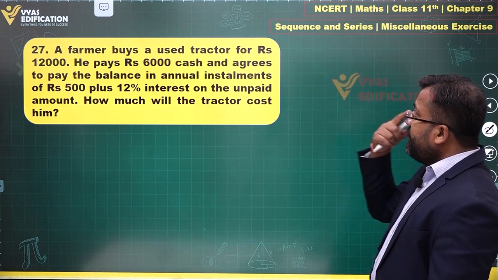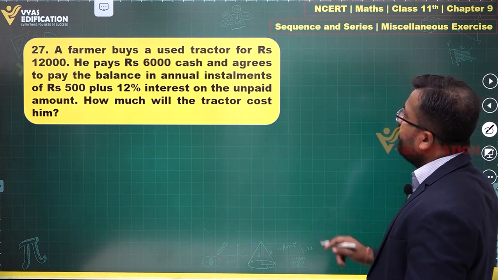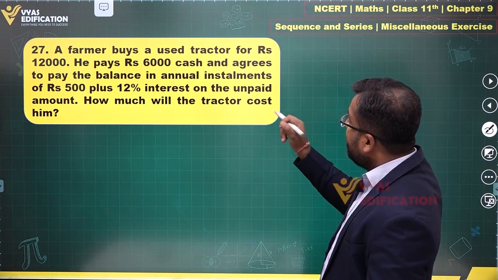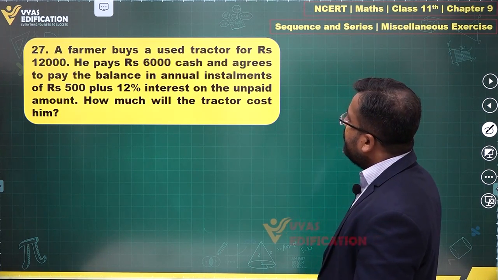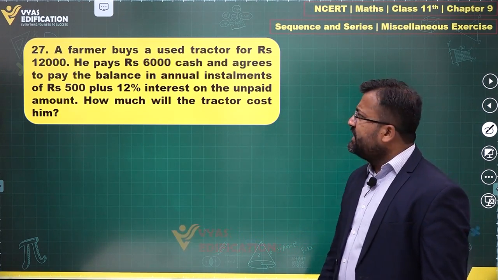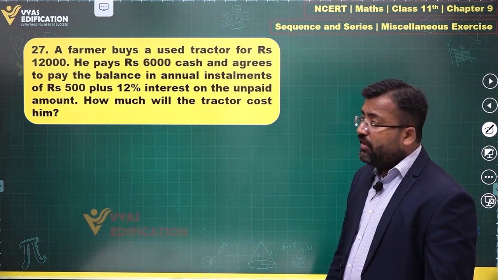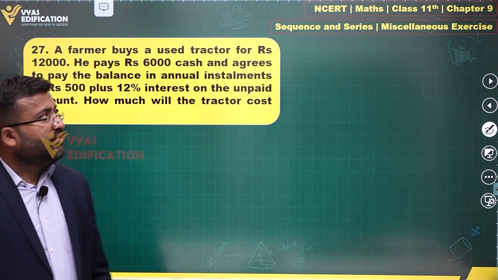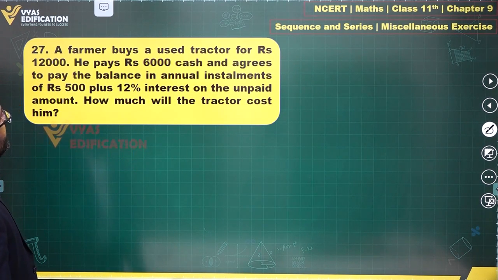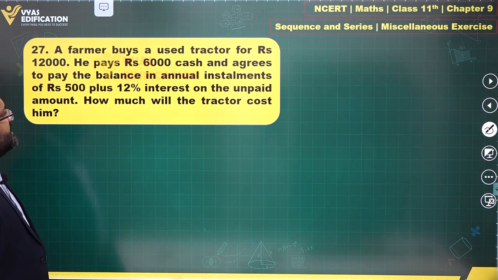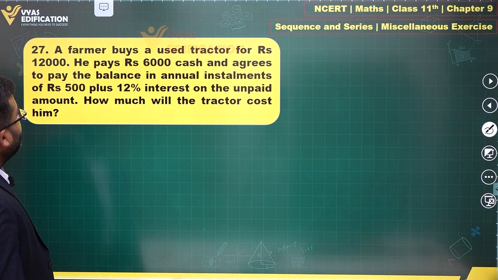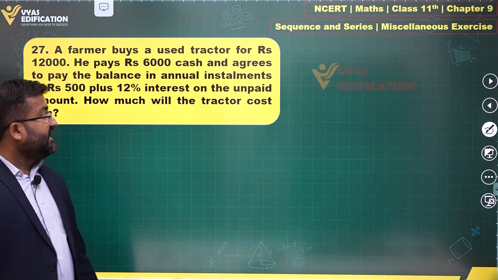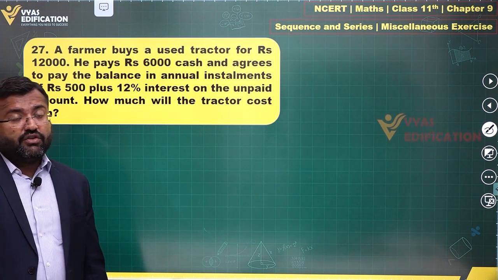Question number 27 says a farmer buys a used tractor for rupees 12,000. He pays 6,000 rupees cash and agrees to pay the balance as annual installments of rupees 500 plus 12% interest on the unpaid amount. Pretty interesting. How much will the tractor cost him? Okay, on the unpaid amount, that's what you're looking at. 12% interest on the unpaid amount is the key.